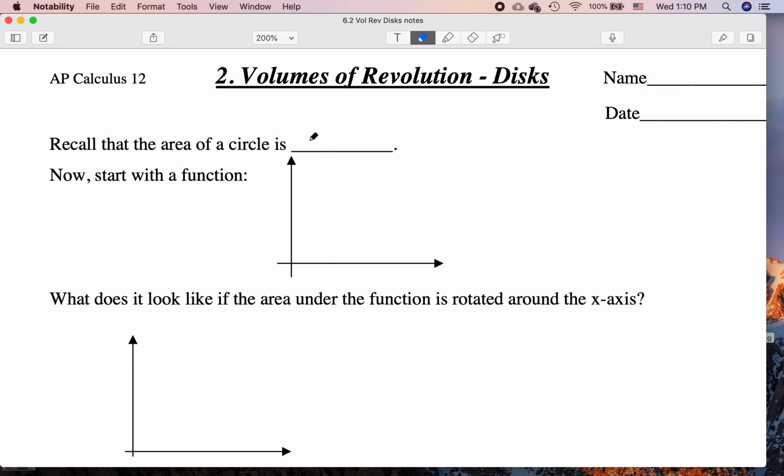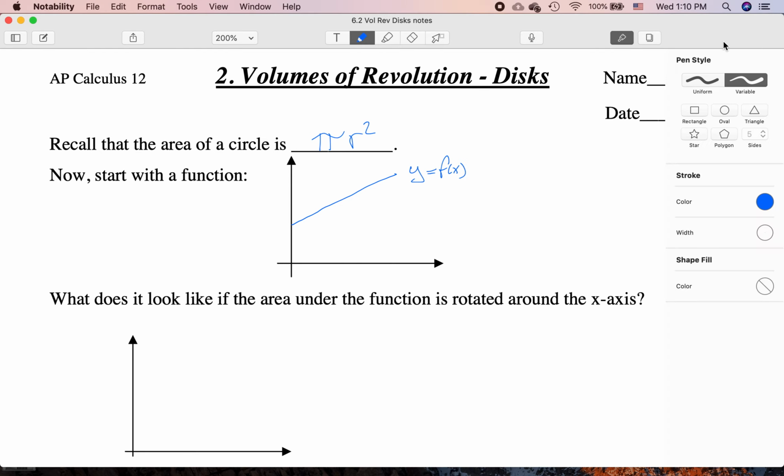We're going to start with the area of a circle. Now remember, the area of a circle is pi r squared, right? Pi times radius squared. So here's what we're going to do. We're going to start with some function. I'm going to call it f of x, and let's just say it's a straight line, something like this. So this is y equals some function of x, right? Now let's just update this. Y is equal to some function of x.